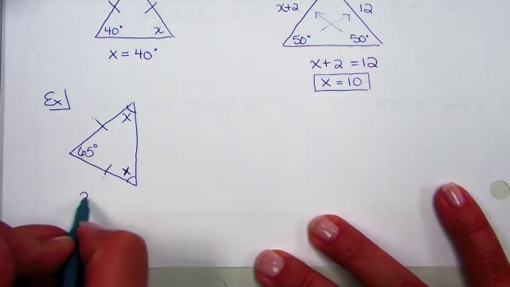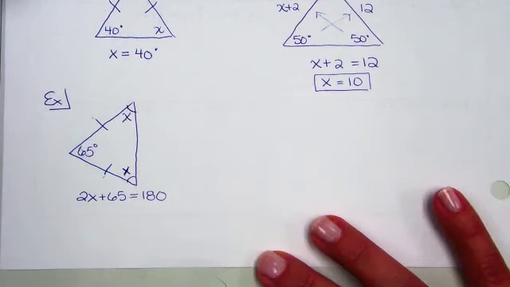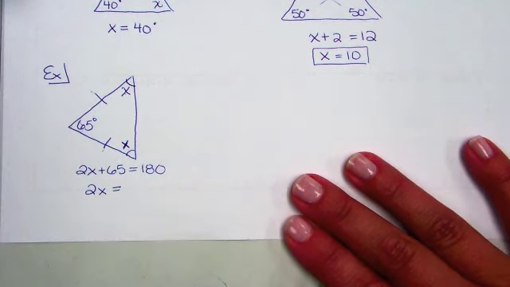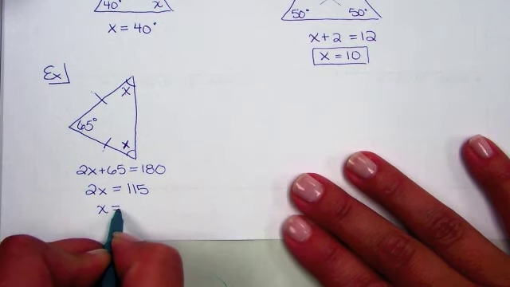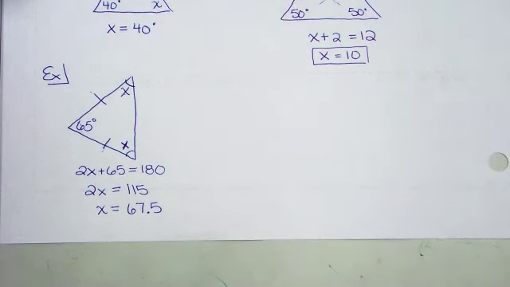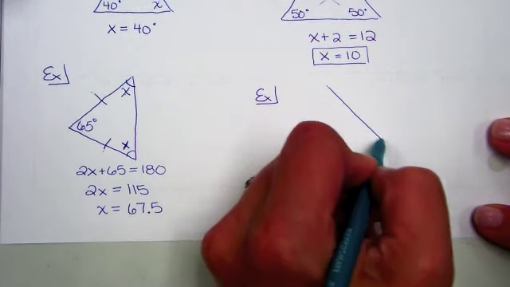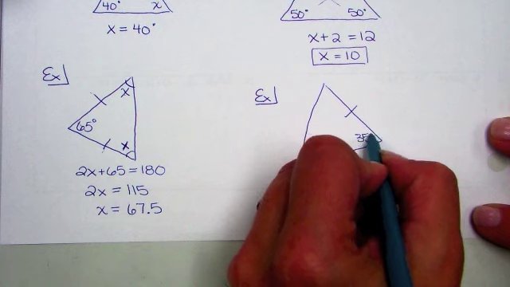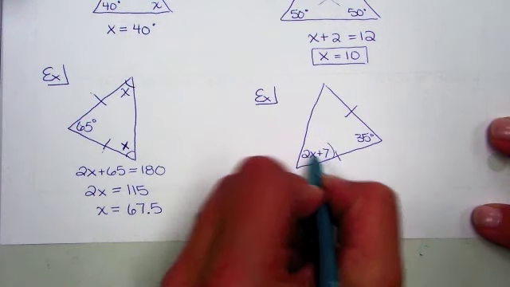And together, 2x plus 65 has to add up to 180 degrees using the triangle sum theorem. Therefore, 2x is going to equal 115. Divide by 2, and x will equal 67.5. We're going to look at one more example. Feel free to pause and take the time to write the example down.